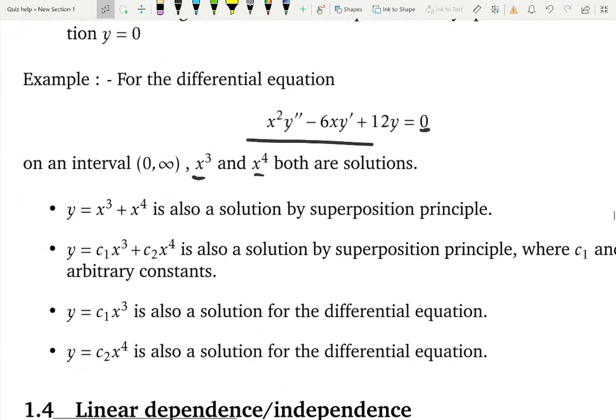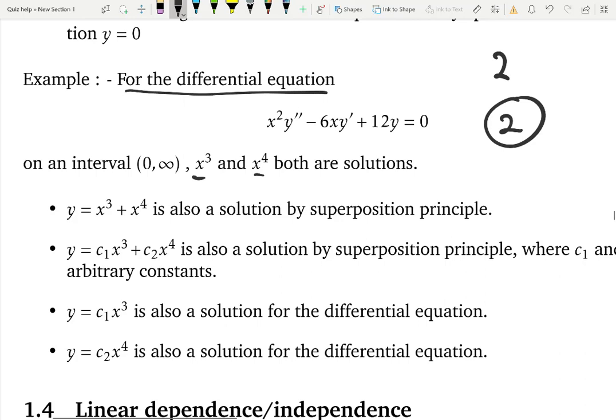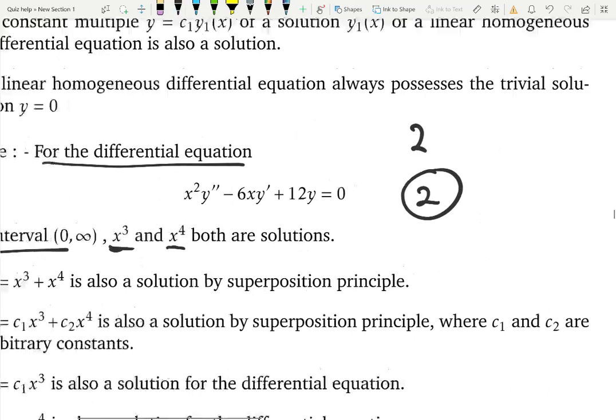Look at this second order homogeneous differential equation. We have 0 on the right hand side, so it is homogeneous, and this is second order. So how many pieces do we need? We need 2 pieces. Look at what it says: for the differential equation on an interval, x cubed and x to the fourth are both solutions.